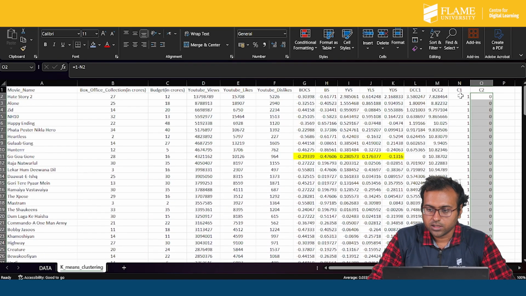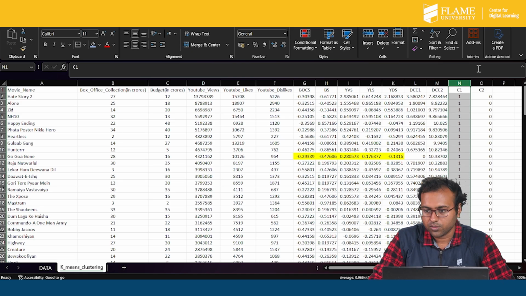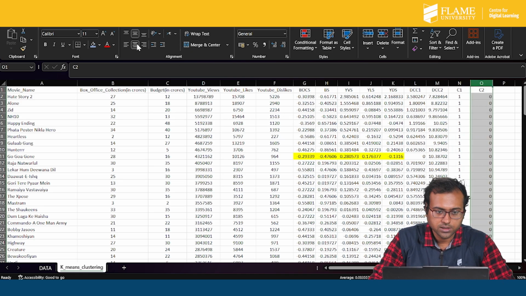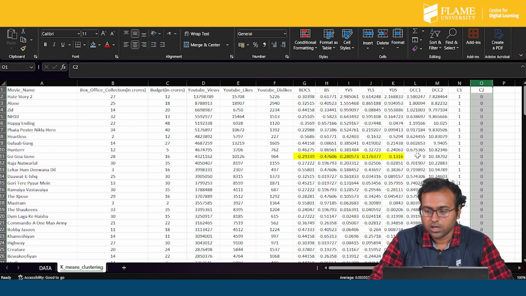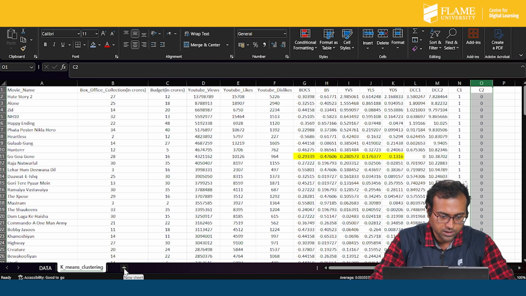So this is the initial clustering, or you can consider it the cluster of the movies which are more similar. Now we have to go to the next iteration. The next iteration is nothing but first finding the new centroid for cluster 1 and cluster 2. So for that, let's go to the next sheet.